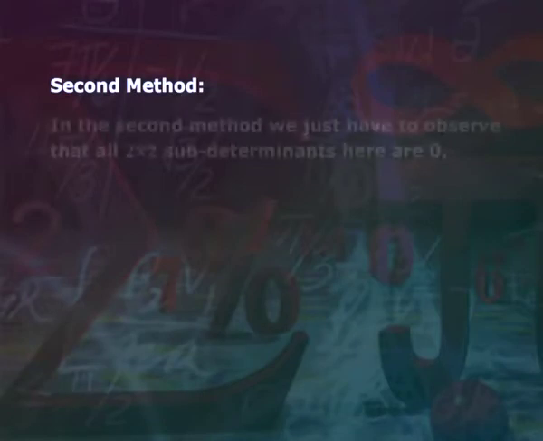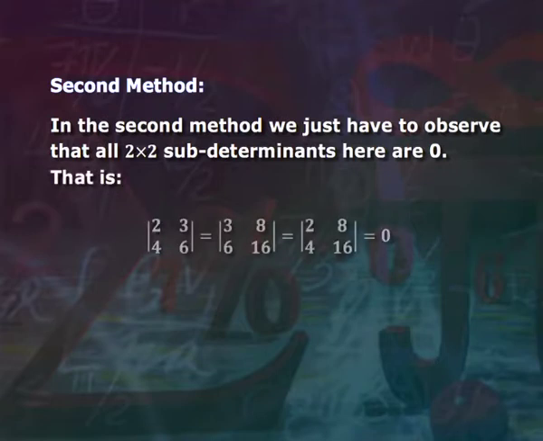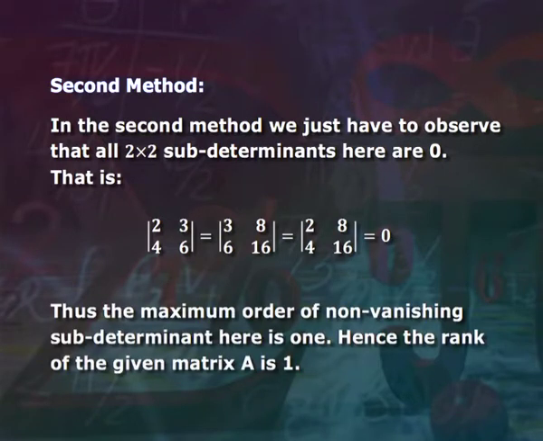Second method. In the second method, we just have to observe that all 2 by 2 subdeterminants here are 0. That is, the determinant 2, 3, 4, 6 is same as determinant 3, 8, 6, 16 is same as determinant 2, 8, 4, 16, which is equal to 0. Thus, the maximum order of non-vanishing subdeterminant here is 1. Hence, the rank of the given matrix A is 1.